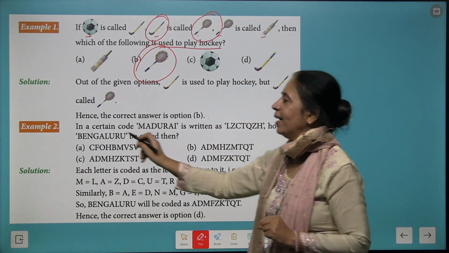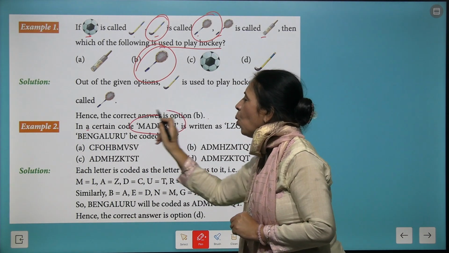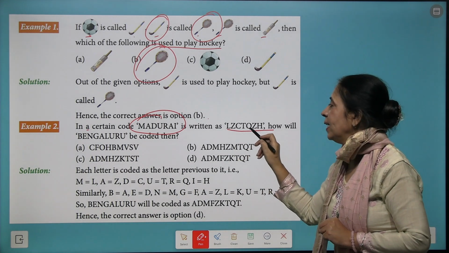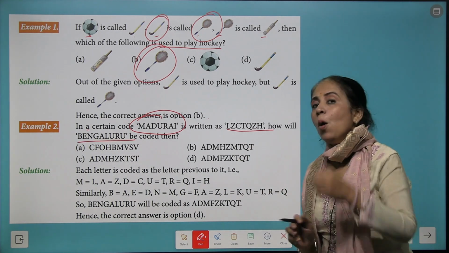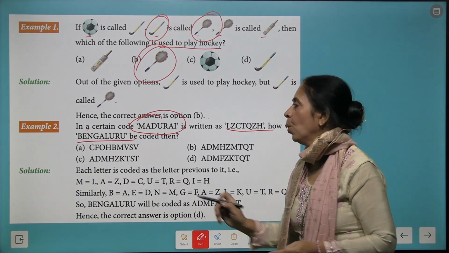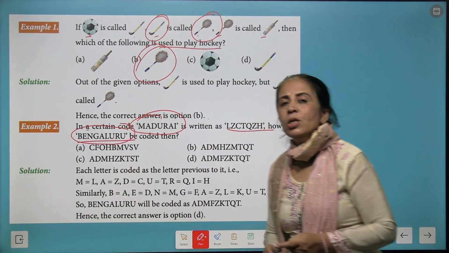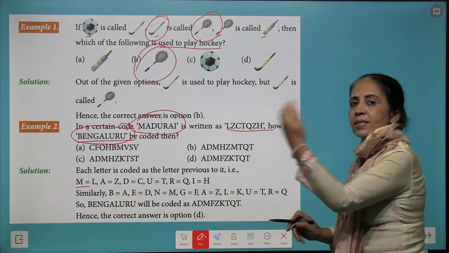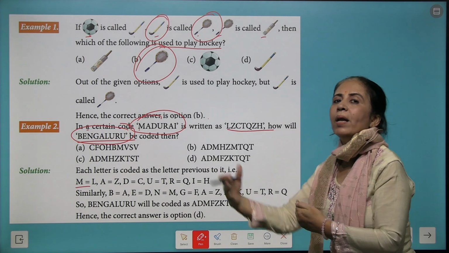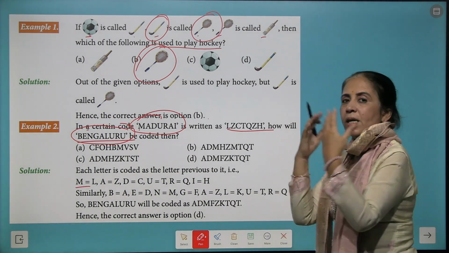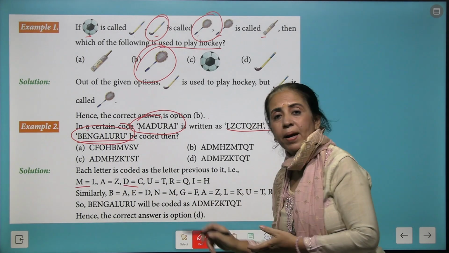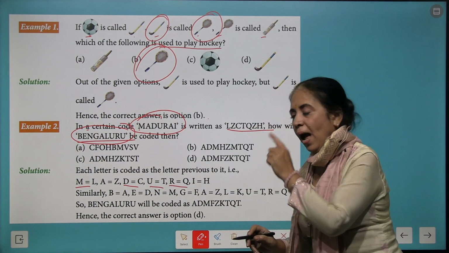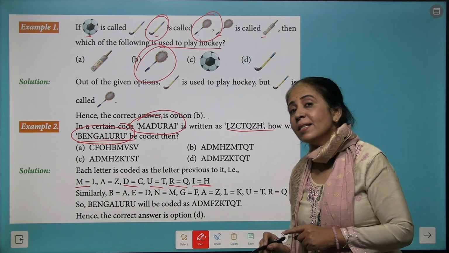Here we move with another example. So there is a code for Madurai and it is written as LZCTQZH. Now my question to you is that how are you going to code Bangalore? So let's try. We have written M as L. A is written as Z. That means one previous alphabet is taken. D comes after C, so D is represented by C. Similarly, U is T and R is Q. And what is I? I is H here.